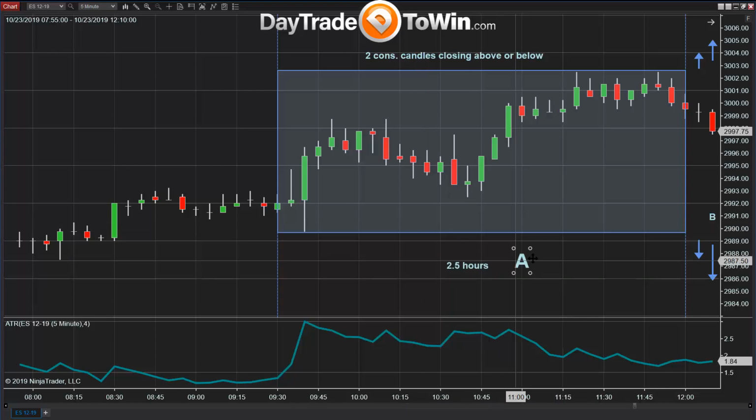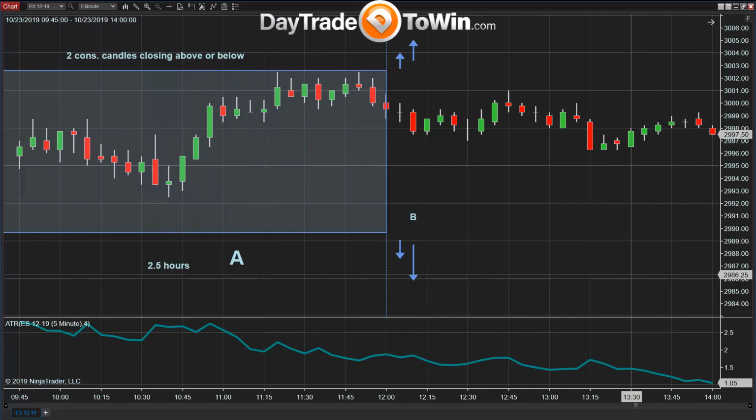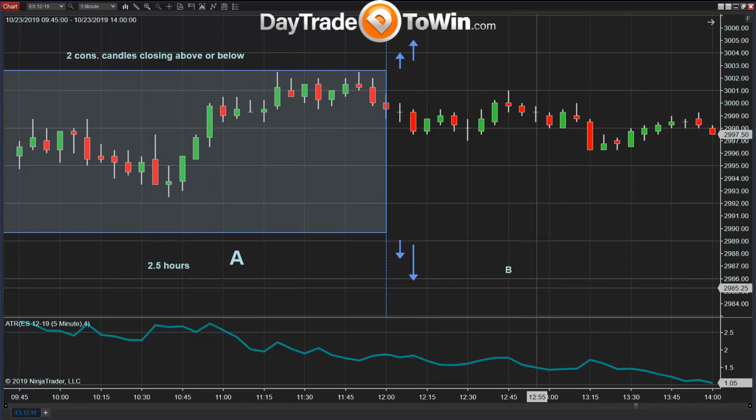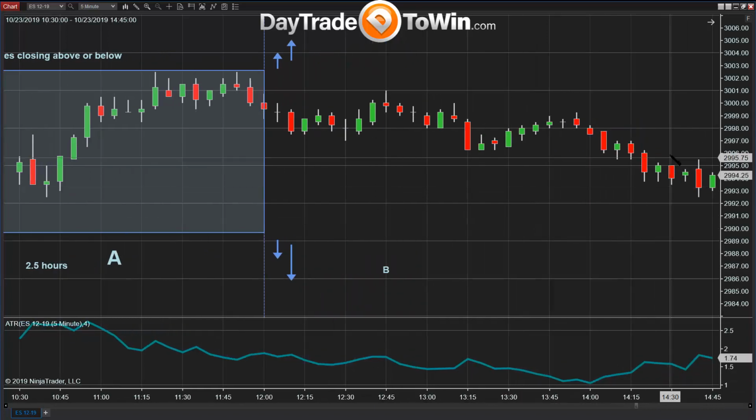That's the A range. And after the first 2.5 hours, if I want to see the market show me a strong trending day, two candles closing above or below, but early on, that's the key, not towards the end of B. And so B here is also 2.5 hours. It's from 12 o'clock to 2:30.